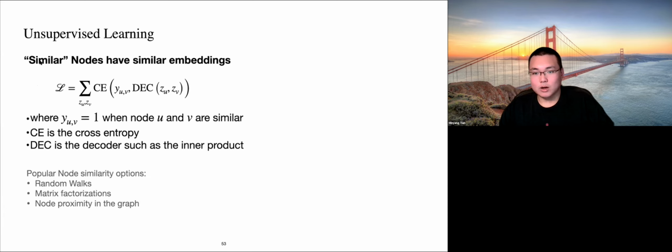And for unsupervised learning, we presume similar nodes have similar embeddings. So the equation is here. As you can see, it's still the cross entropy, where y_uv equals 1 when nodes u and v are similar. The decoder is the similarity function we want to use. Here we just talk about the simplest, the inner product, but there are also other popular options like random walks, matrix factorizations, and node proximity in the graph.